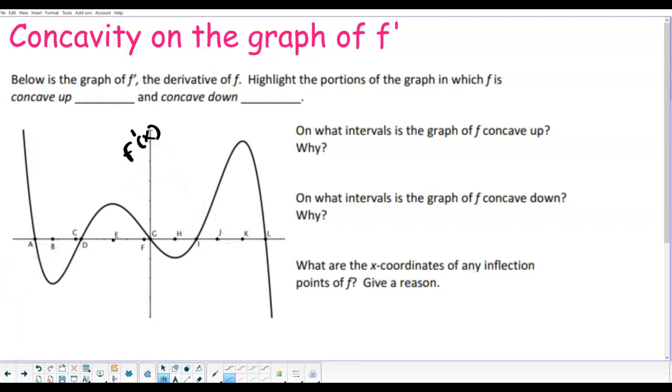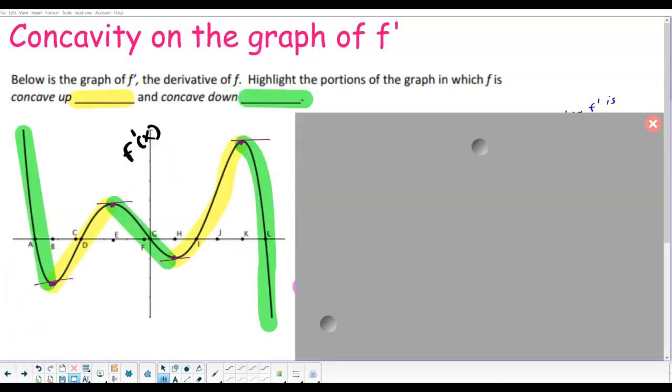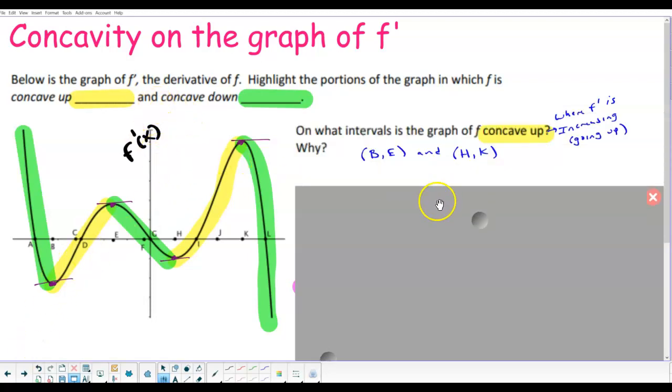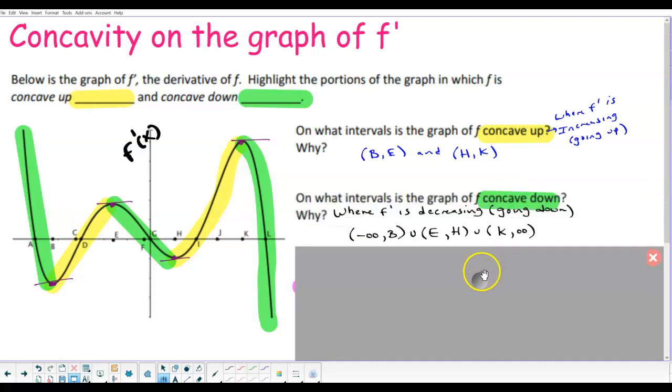Okay, so we're going to be looking at how to find concavity based off of the graph of the derivative. Well, to start, let's look at concave up. What has to be true when f is concave up? That means the derivative is increasing, or when does the derivative have positive slopes? So you can see the yellow highlighted areas from B to E and from H to K are when f prime of x is increasing. Therefore, the original function is concave up.